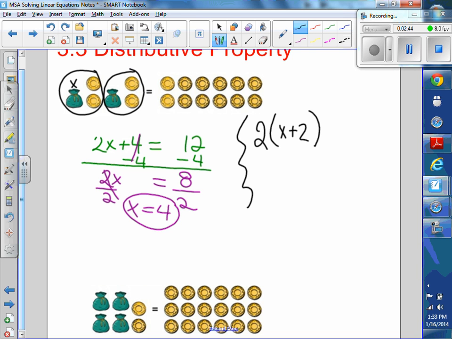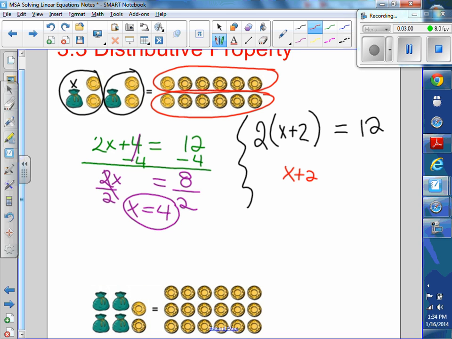See that? And on the right-hand side we still have 12, right? But couldn't I separate the right-hand side into 2 groups? So wouldn't I really know that one bag, which is just the x plus 2, is equal to the 6 coins? Do you see what I just did? Because there's 2 bags here and 2 groups here, I can show that with division. I can divide this by 2. And I have x plus 2 is equal to 6.